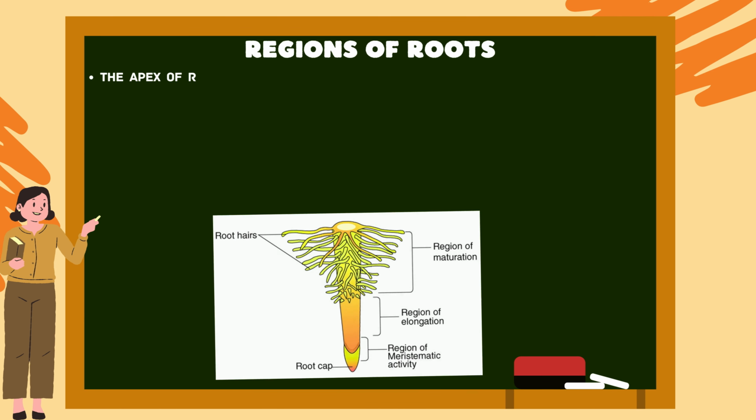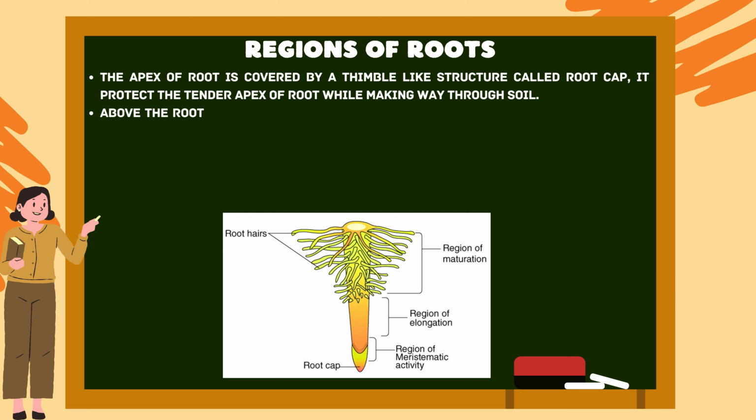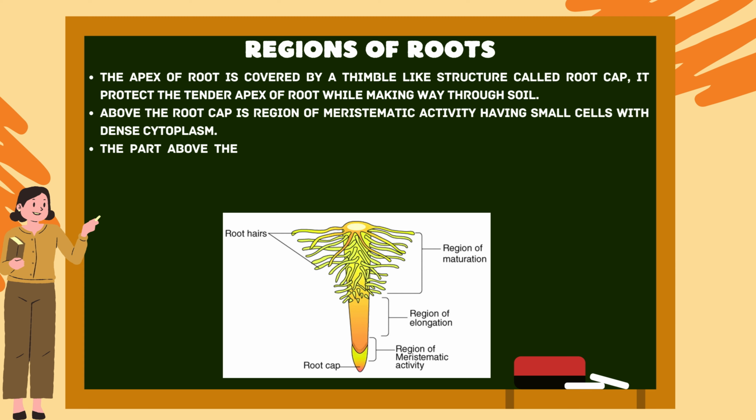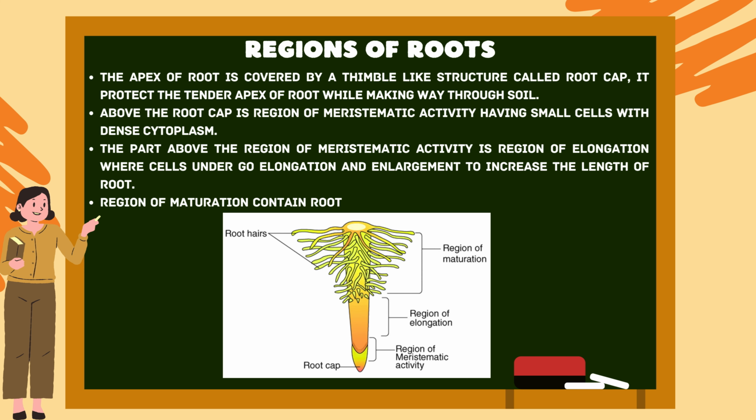Regions of the root. The apex of the root is covered by a thimble-like structure called the root cap. It protects the tender apex of the root while making its way through soil. Above the root cap is the region of meristematic activity, having small cells with dense cytoplasm. The part above the region of meristematic activity is the region of elongation, where cells undergo elongation and enlargement to increase the length of the root. The region of maturation contains root hairs that help in absorption of water along with minerals.